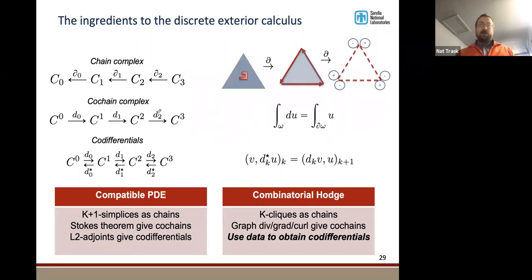Now I'm just going to blow through this, but this is the way these things work. You have what's called a chain complex. This would be the cells, faces, edges, nodes. For a graph, these will be k-cliques, right? So an oriented k-tuple of nodes. And so for an edge and a node, you could think of nodes as the boundary of an edge.